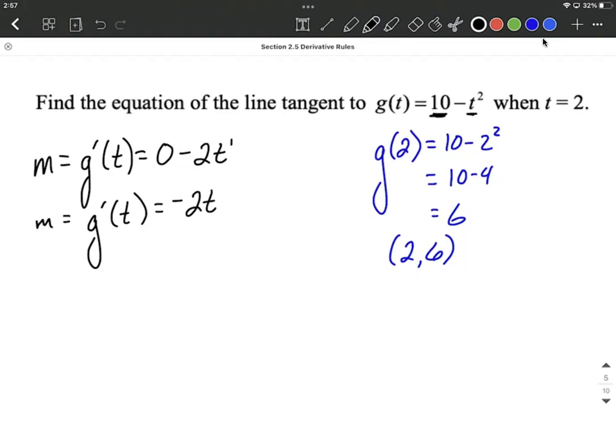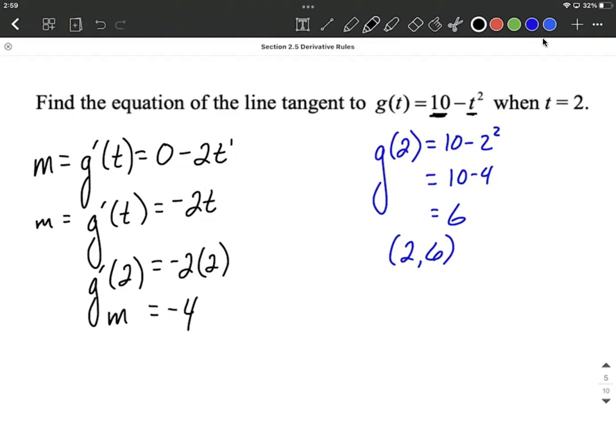All right, well, that'll give us the slope for any value of t, but we care about one specific value of t. We care about when t equals 2. So let's compute g prime of 2. That's going to be negative 2 times 2, getting plugged in for our t, which is negative 4. So the slope of our line is negative 4, and it goes through that point (2, 6).